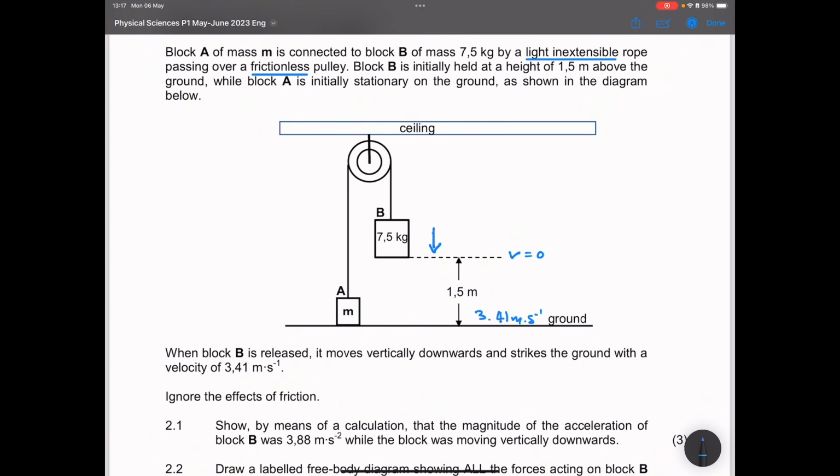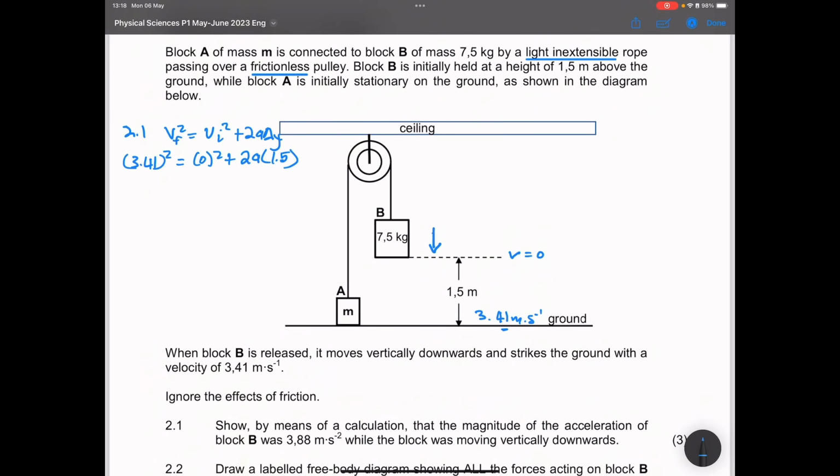So I am going to use equations of motion there. For 2.1, I'm simply going to say my initial velocity was 0, my final velocity is 3.41, and I know the height there. So I would use the equation of motion vf squared equals vi squared plus 2 times a times delta y, that's the displacement in the vertical direction. So my final velocity, remember they said this is 3.41, squared. My initial velocity was 0. My acceleration is what I want, and my displacement is 1.5.